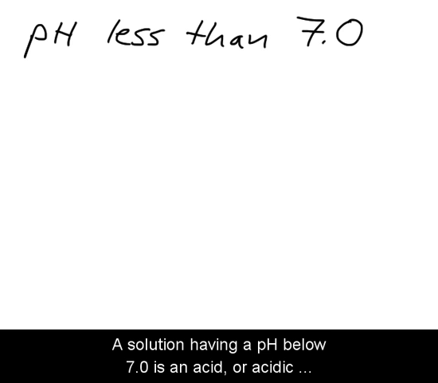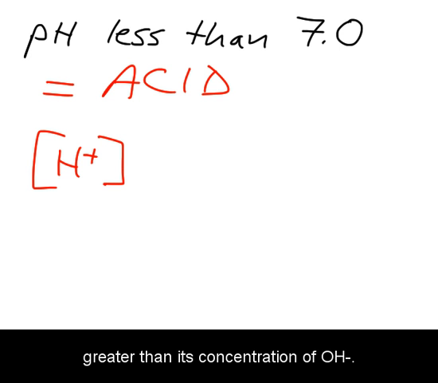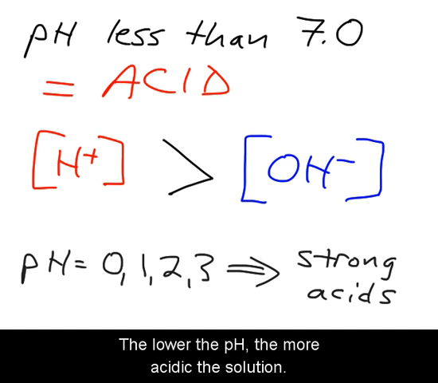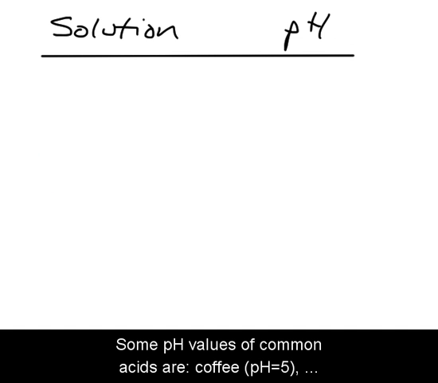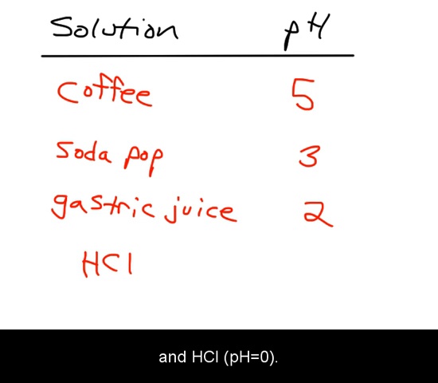A solution having a pH below 7 is an acid or acidic solution. Its concentration of hydrogen ions is greater than its concentration of hydroxide ions. The lower the pH, the more acidic the solution. Some pH values of common acids are coffee, pH equal to 5, soda pop, pH equal to 3, gastric juice in the stomach, pH equal to 2, and hydrochloric acid, pH equal to 0.